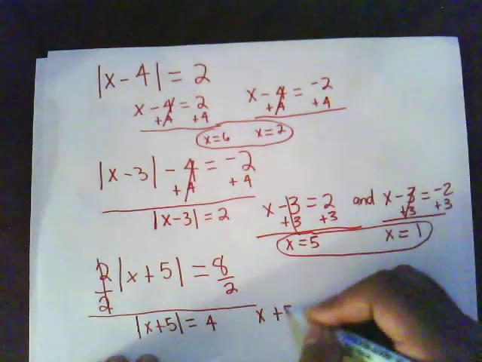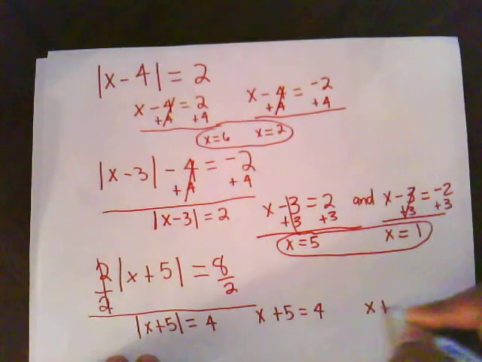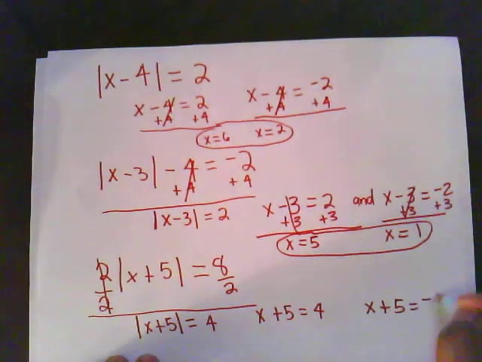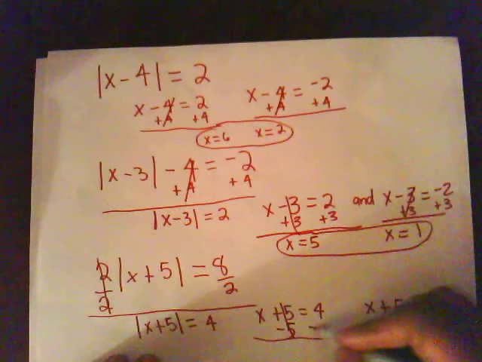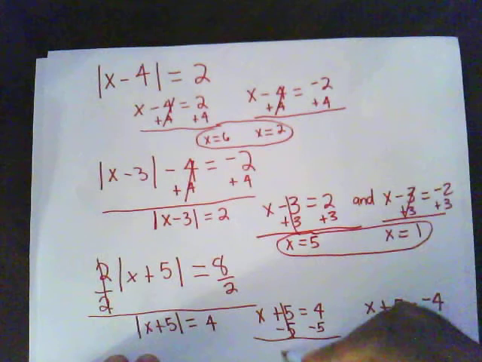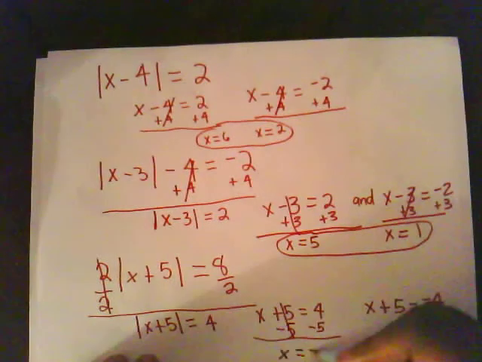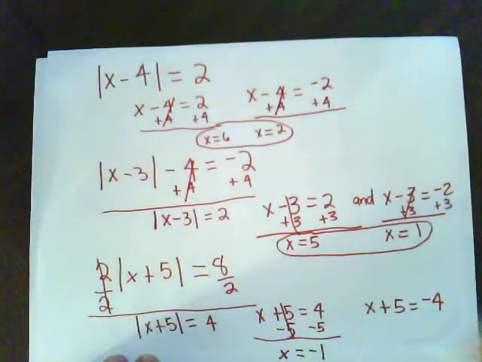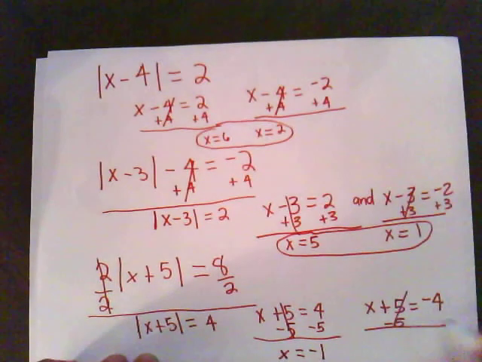x plus 5 equals 4. And we also have x plus 5 equals negative 4. Subtract 5 here on both sides. Come over here and subtract. So we have x equals -1 and -9.